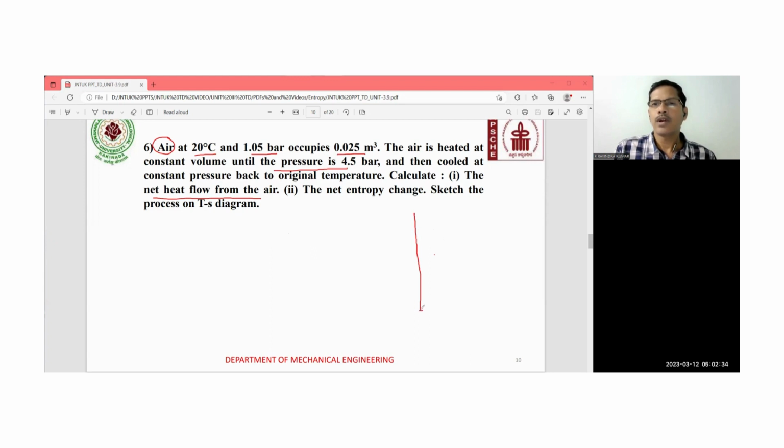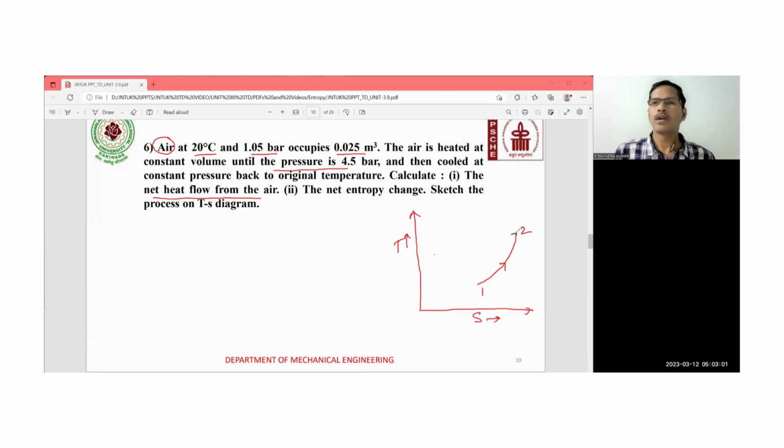So observe the diagram and sketches, that is the TS plane. The first thing is that air is heated at constant volume, and then cooled at constant pressure.